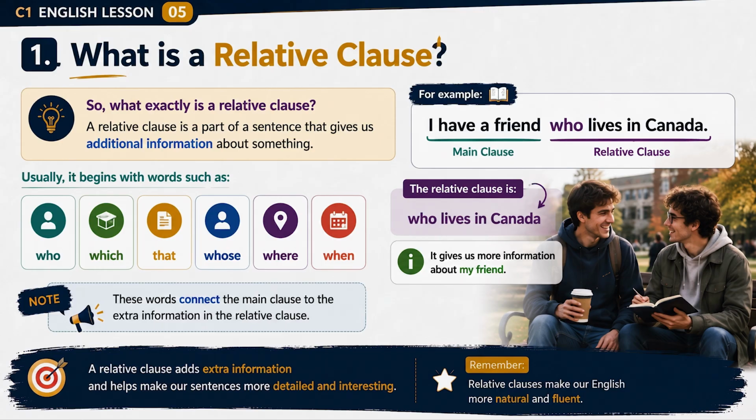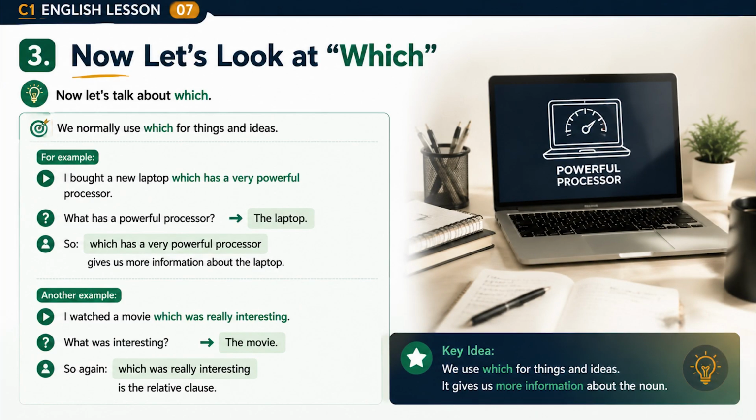Now, let's look at which. Let's talk about which. We had it there, which means. We normally use which for things and ideas. For example, I bought a new laptop which has a very powerful processor. What has a powerful processor, pardon me? The laptop.